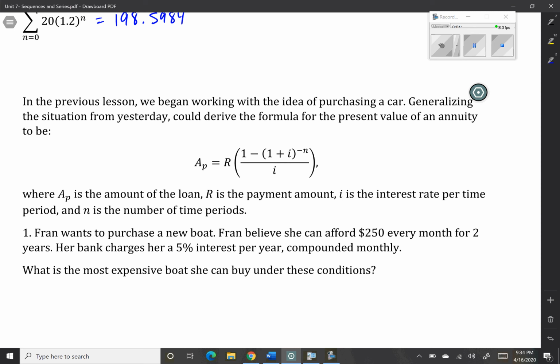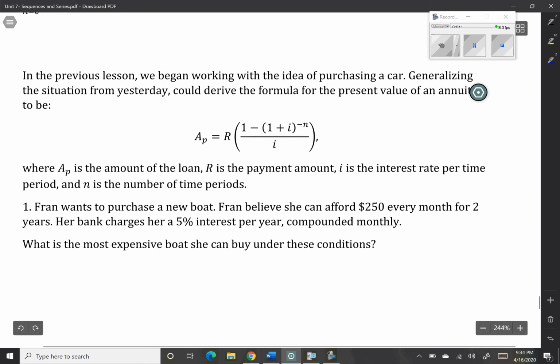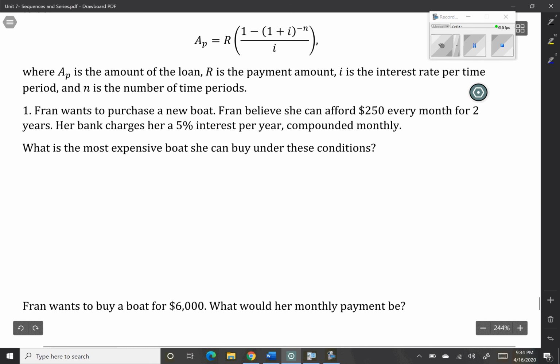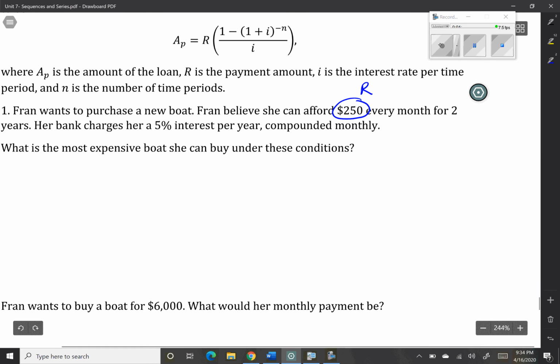Okay, so today we just want to play with it a little bit and see what we can come up with. So number one says, Fran wants to purchase a new boat. Fran believes she could afford $250 a month. This is her monthly payment. This is R in the formula. It says she could afford that monthly payment for 2 years. So 2 years is a total of 24 monthly payments. That's your end value.